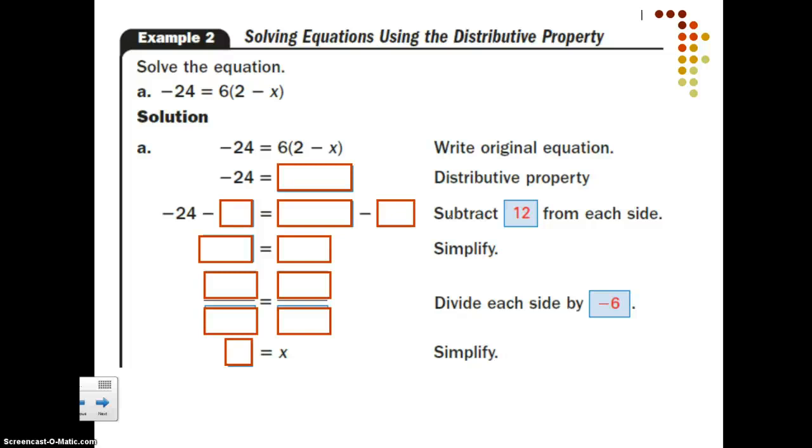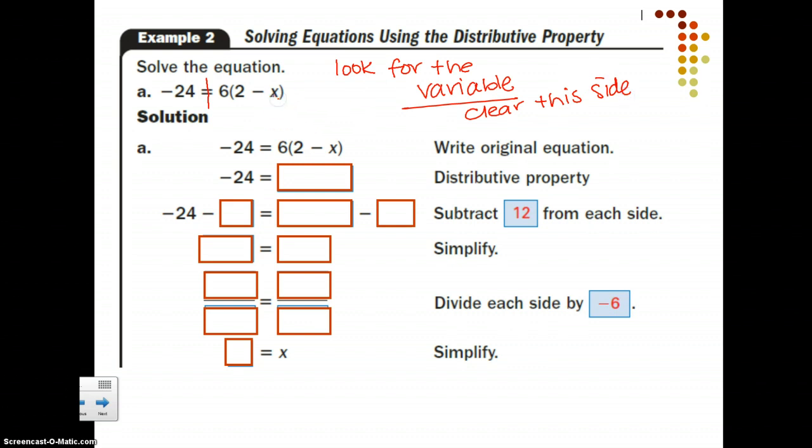Example 2. This time we have distributive property. First of all, separate the problem. Look for the variable. This is the side you want to clear. Clear this side. There's the variable. First thing I need to do, add the opposite. That is technically -1. Now we need to distribute.